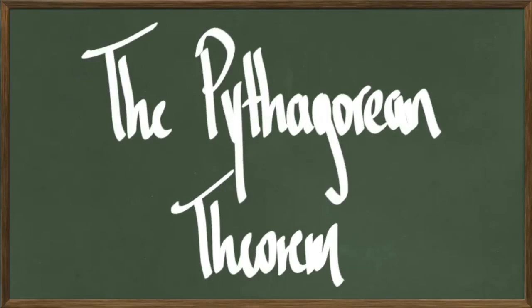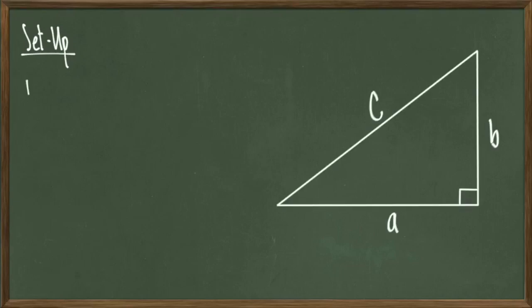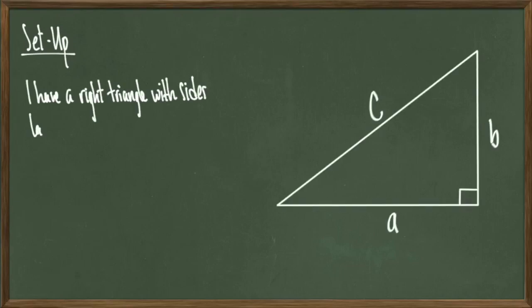Hey everyone, today we're going to be talking about the Pythagorean Theorem. So we'll go ahead and begin with a right triangle. We're going to label the sides A, B, and C, where A and B are the sides that are adjacent to my right angle, and C is going to be my side that sits opposite the right angle.